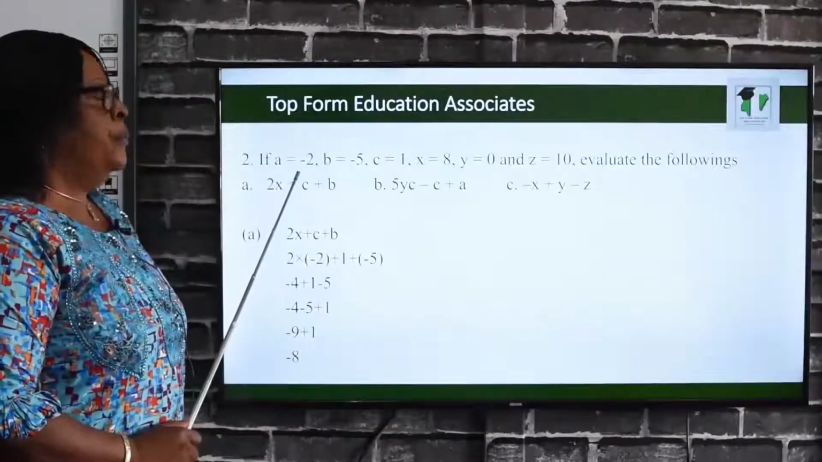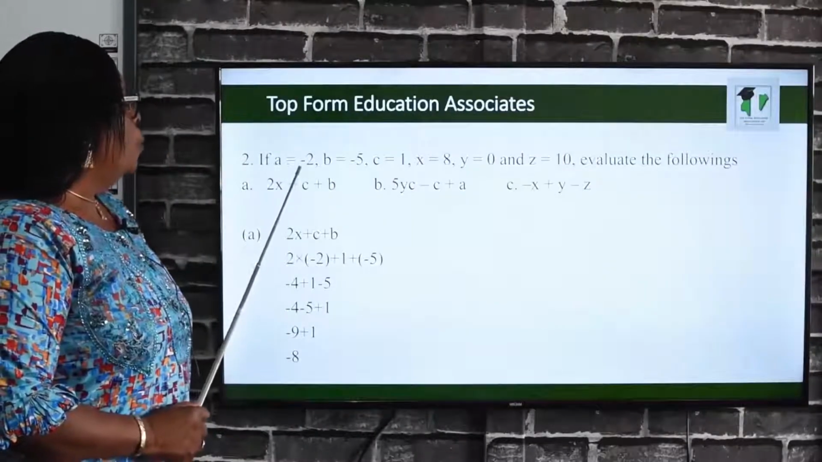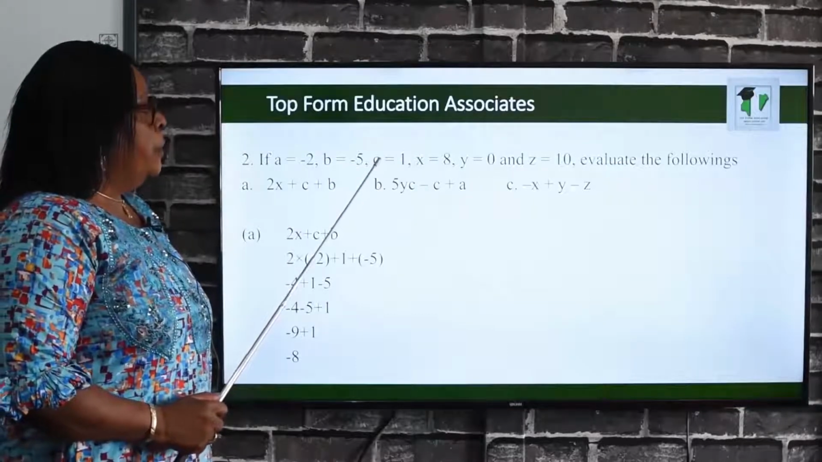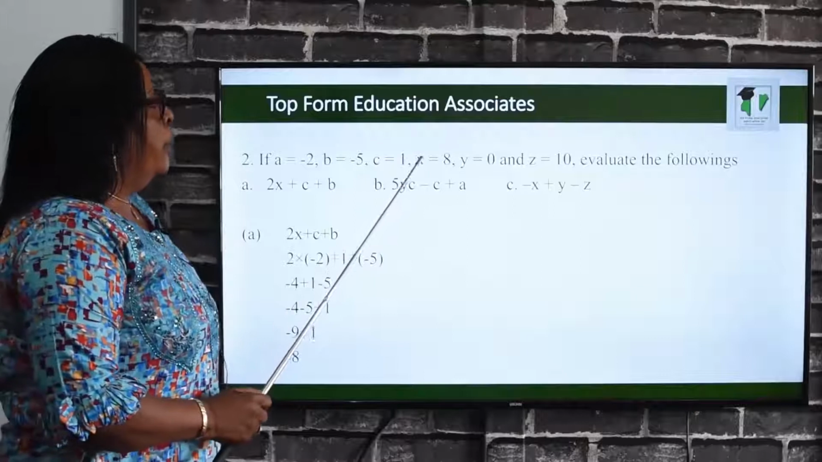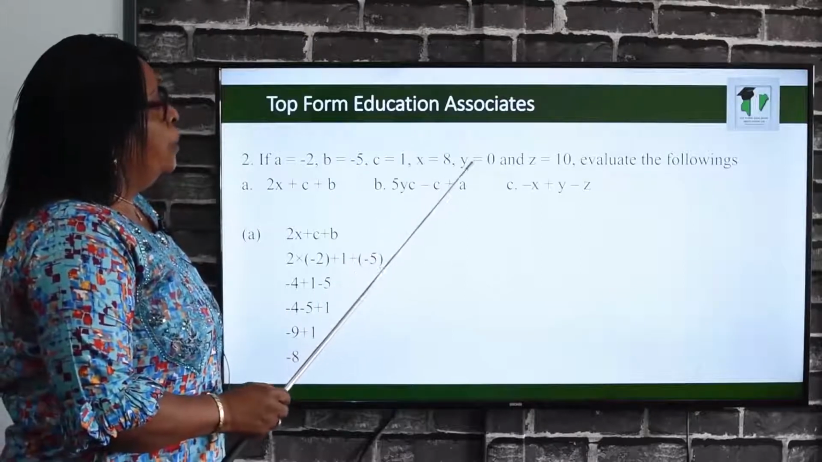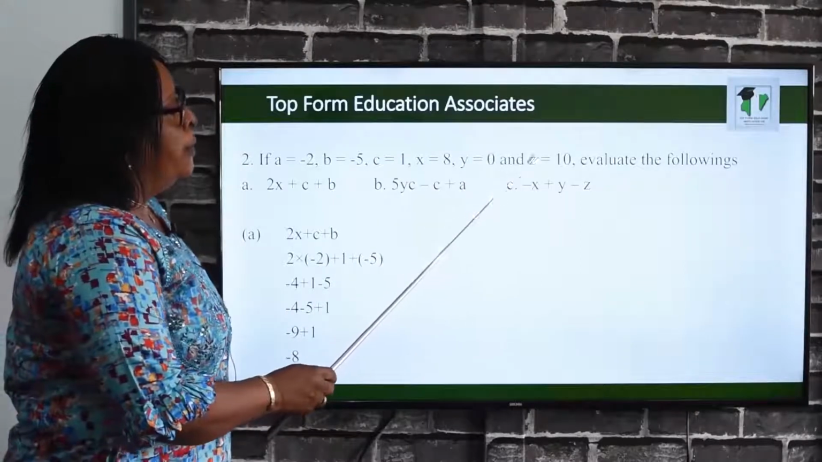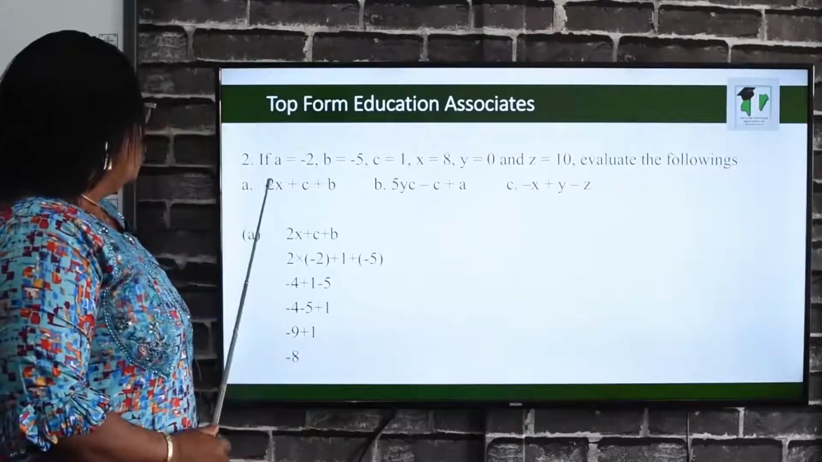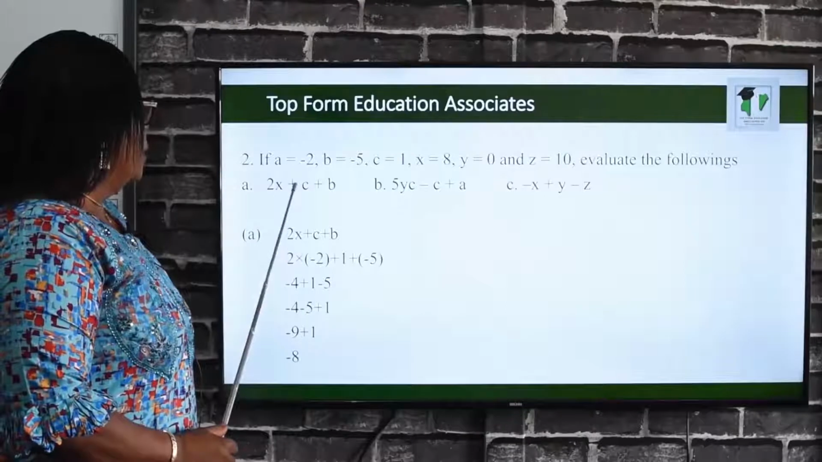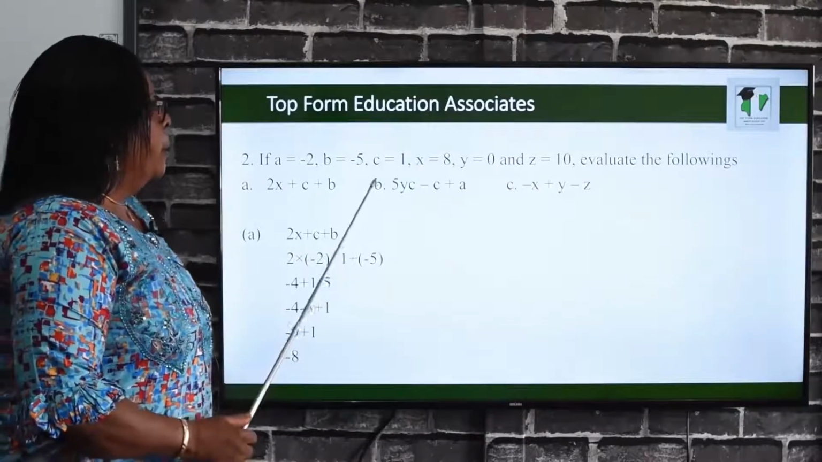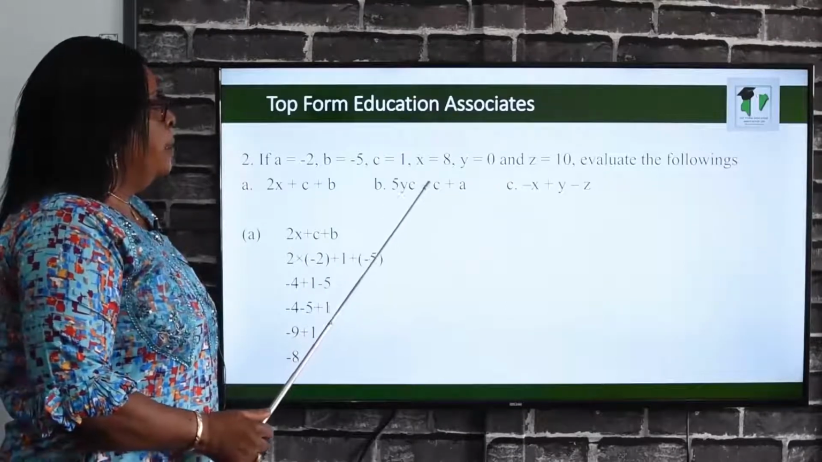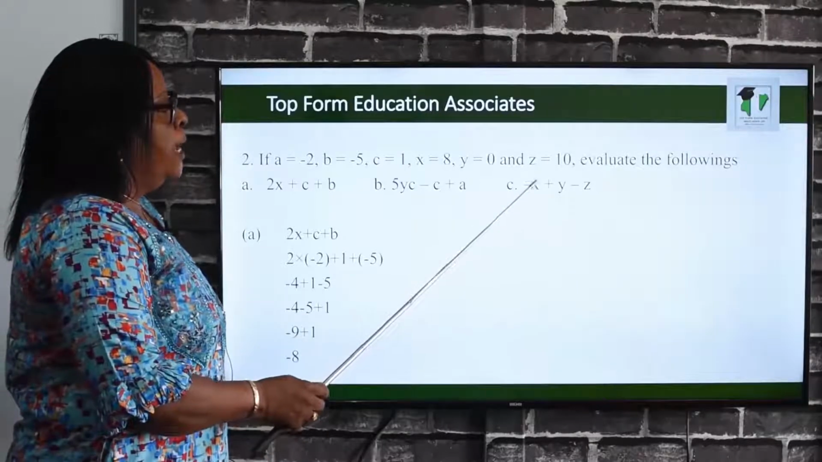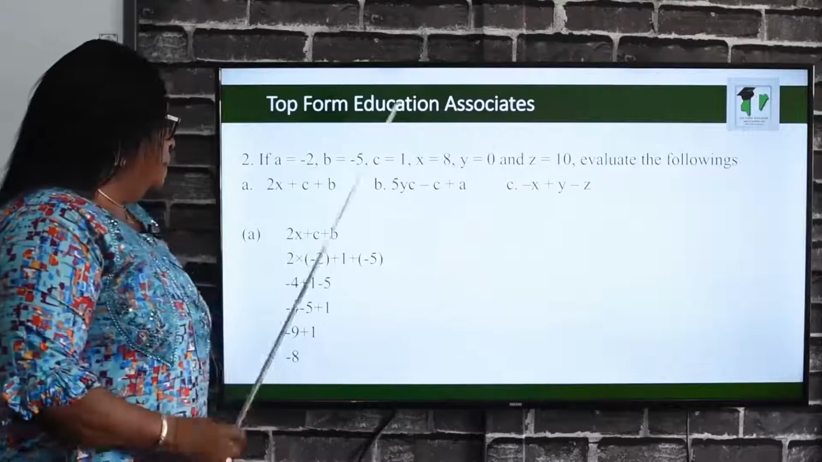Example 2. If a is equal to minus 2, b equals minus 5, c equals 1, x equals 8, y equals 0, and z equals 10. Evaluate the following. A, 2x plus c plus b. B, 5yc minus c plus a. C, minus x plus y minus z.